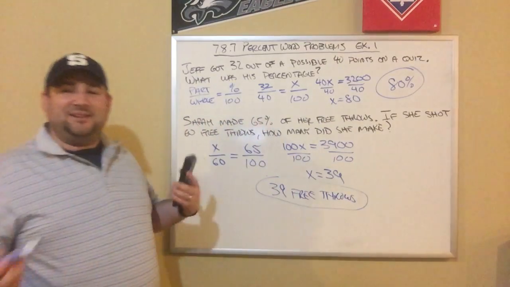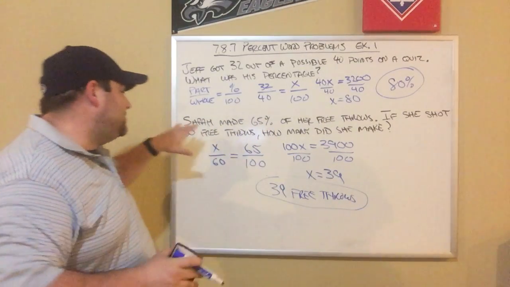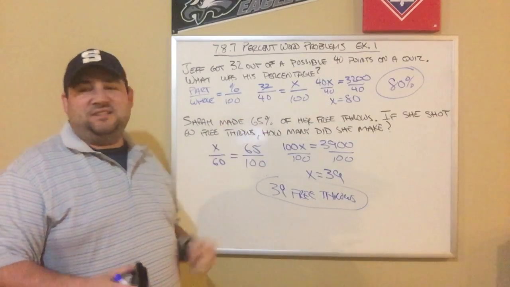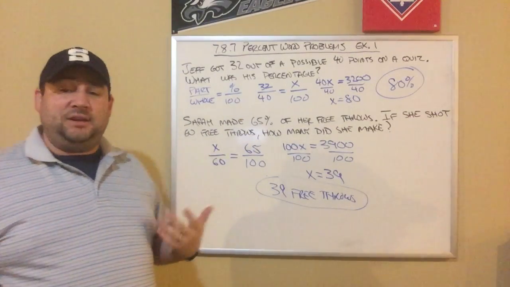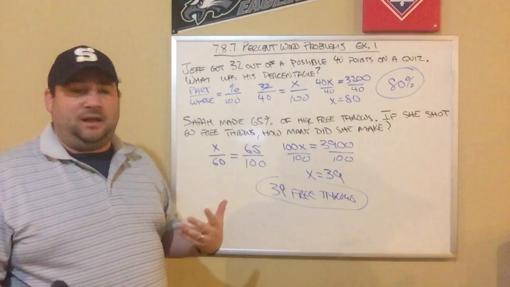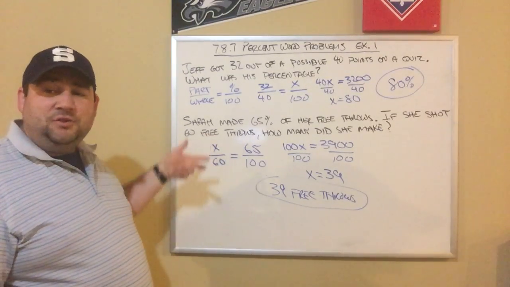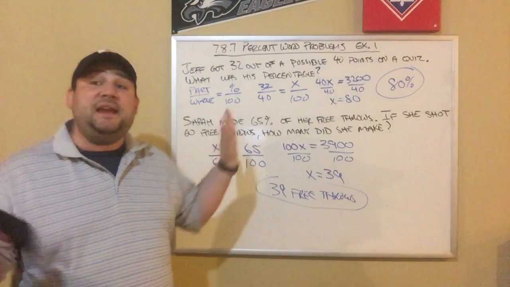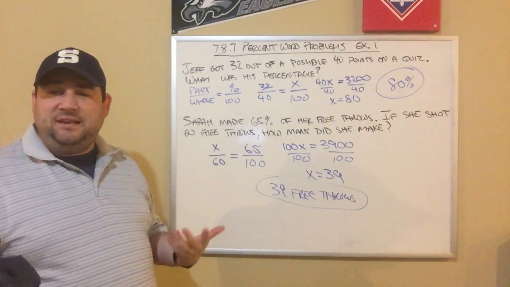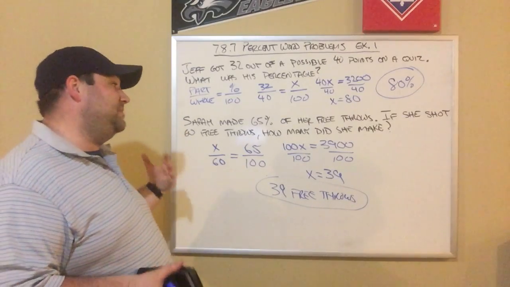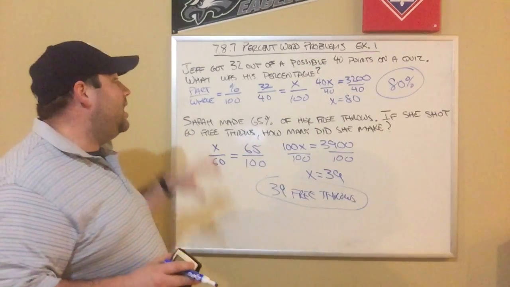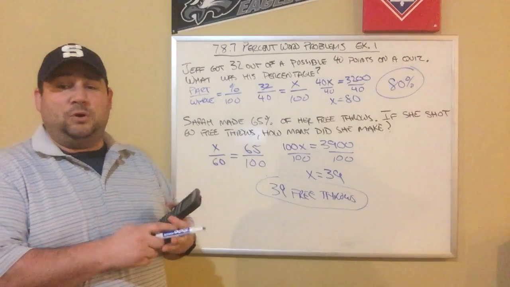And common sense tells us that that makes sense as an answer. She shot 60 and she made 65%. So she made more than half of them. So we should get more than 30, and we did. We got 39. Let's say you did this and somehow you messed up. Let's say you put the X in the wrong spot. You flipped it and you ended up getting, I don't know, let's say 80. Well, how could she make 80 free throws if she only shot 60? So make sure your common sense is there to make sure the answer makes sense. All right, so this is example 1. I got 2 more examples coming.